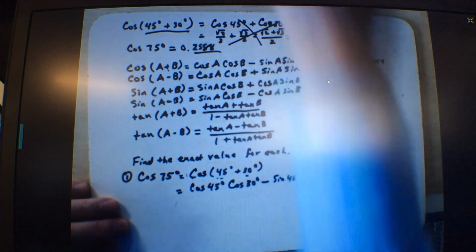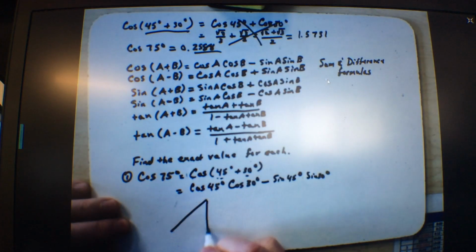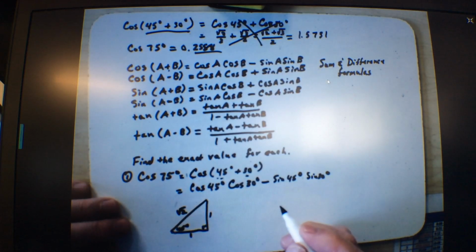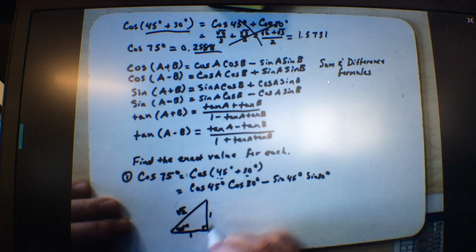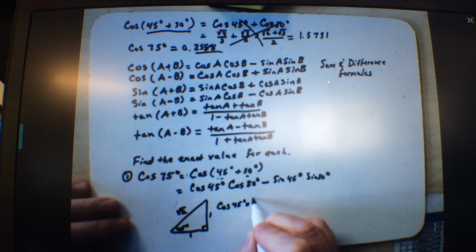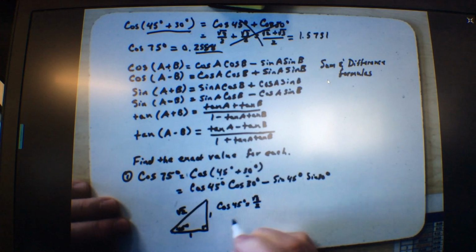Okay, I'll just take the whole thing here. This is a 45, 45, 90, okay? So this is 1, and this is 1, and this is the square root of 2. Is that correct? Okay. So the cosine of 45 degrees is equal to adjacent over hypotenuse, which is the square root of 2 over 2, right?